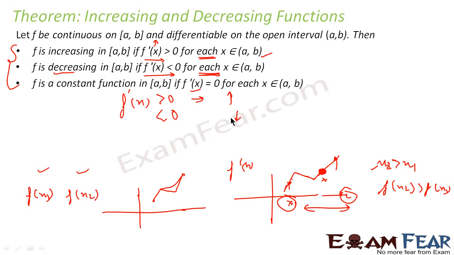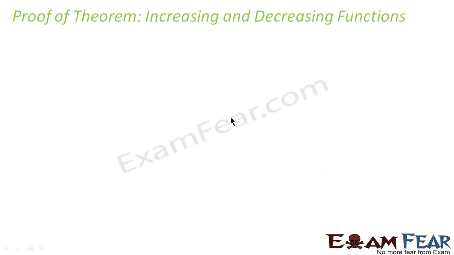Now you may be wondering how I got this formula. So let's take the proof of this theorem. To prove this theorem, we'll use the same logic: if x1 is less than x2, any numbers in the domain, and if f of x2 is greater than f of x1, then my function is an increasing function, and if f of x1 is greater than f of x2, then my function is a decreasing function. The same logic we'll use.